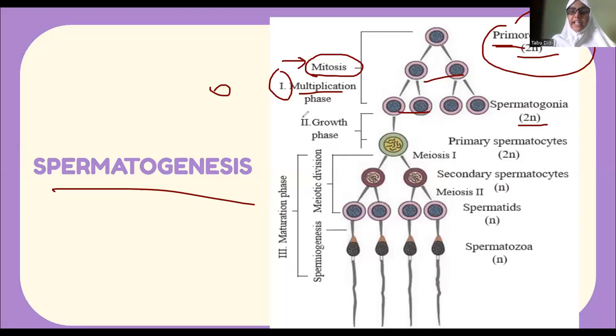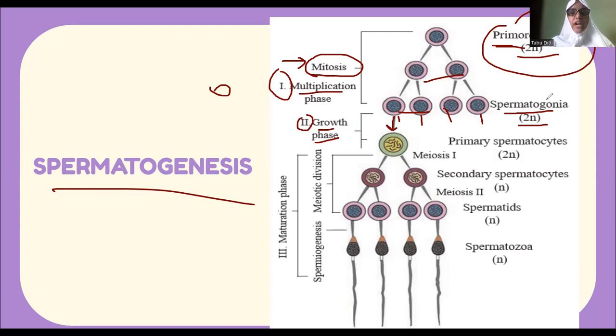Then after the multiplication phase, the second phase will be the growth phase. So this spermatogonia, from primordial, now we call it spermatogonia. The chromosome number will be the same only. Now these spermatogonia will undergo the growth phase. Here only one is represented for ease of understanding, but all of these will undergo individual growth phase. So let's take this one cell. Now this is undergoing the growth phase.